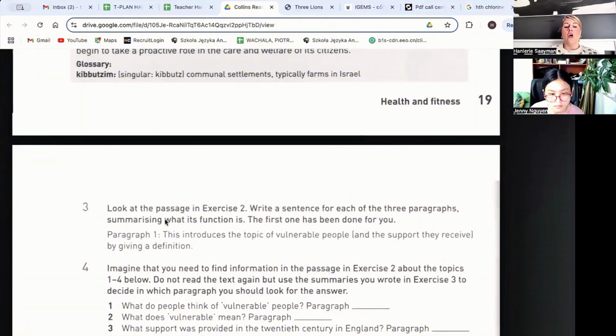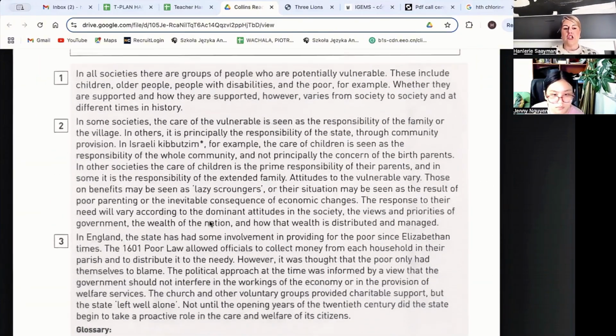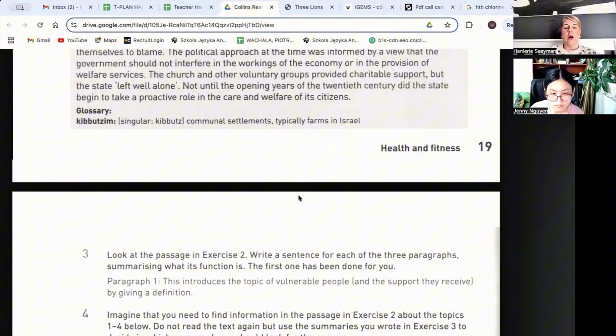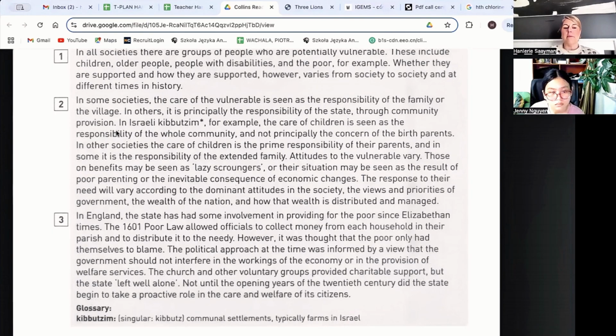Okay, now look at the passage in exercise 2, this one, okay? Write a sentence for each of the 3 paragraphs, summarizing what its function is. The first one has been done for you, okay? So they have done number 1. This introduces the topic of vulnerable people and the support they receive by giving a definition, okay? Now, how would you summarize number 2?